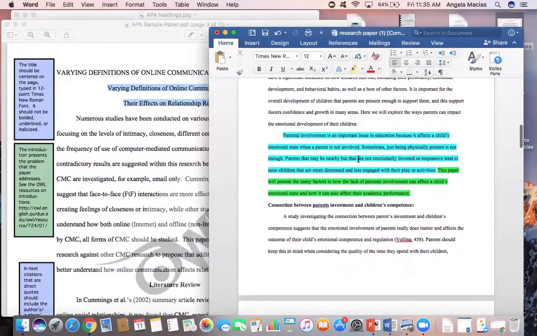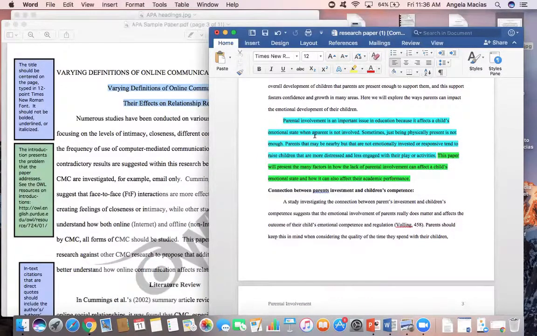They chose to put their thesis down here in the second paragraph, which is also fine. And this part I highlighted in green is the actual thesis, and the blue is just a couple sentences that I felt like we could probably revise. So let's go ahead and take a look at that. We have: parental involvement is an important issue in education because it affects a child's emotional state when a parent is not involved. Sometimes just being physically present is not enough. Parents that may be nearby but that are not emotionally invested or responsive tend to raise children that are more distressed and less engaged with their play or activities.